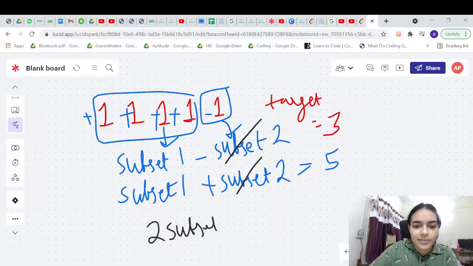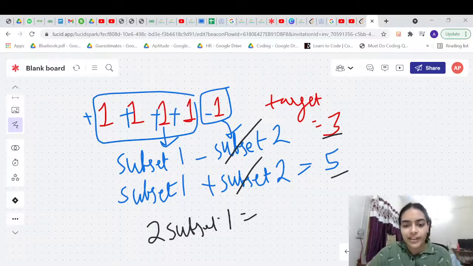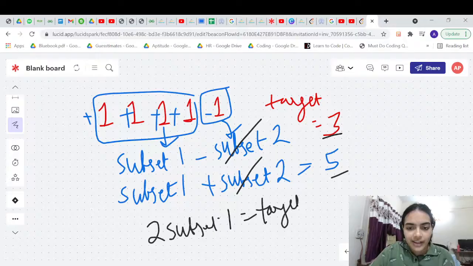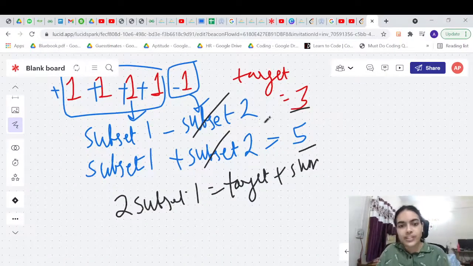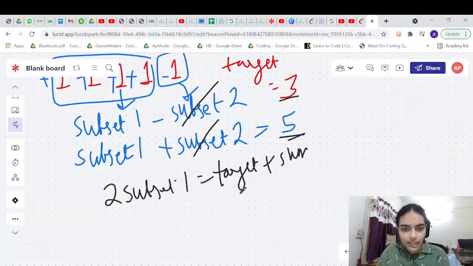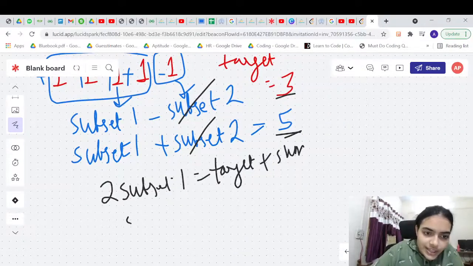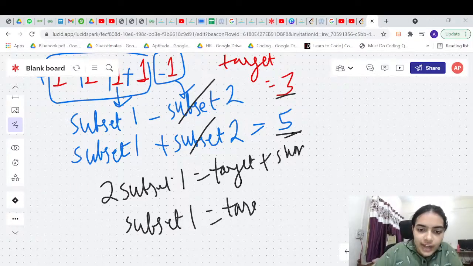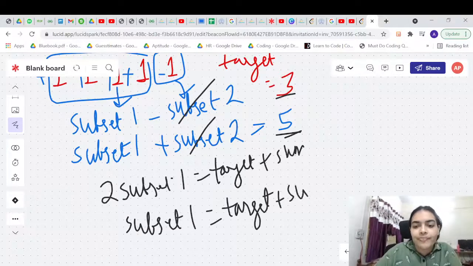So 2 times subset 1 is equal to 3 plus 5. What is 3 plus 5? 3 is target, 5 is the sum of your array. The array has all elements as positive, so this will just be the sum, it will be positive. So in this case, what is subset 1? Subset 1 is equal to (target plus sum) by 2.